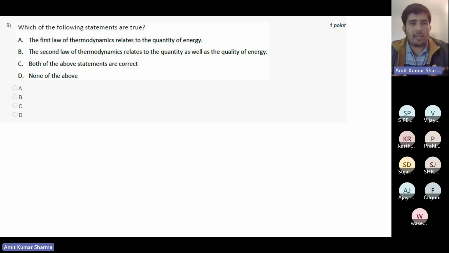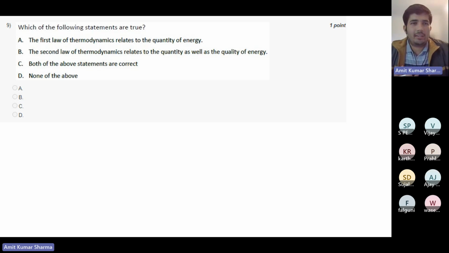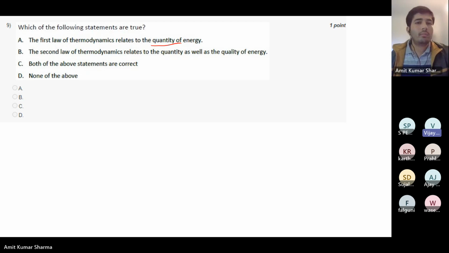So just tell me one thing. What is the meaning of quantity? The first statement is that the first law of thermodynamics relates to the quantity of energy. Why is the word quantity coming here? What is the significance of quantity? It's like the amount of energy. It's like how much heat is being transferred into work and how much is going as internal energy, which the first law of thermodynamics states.